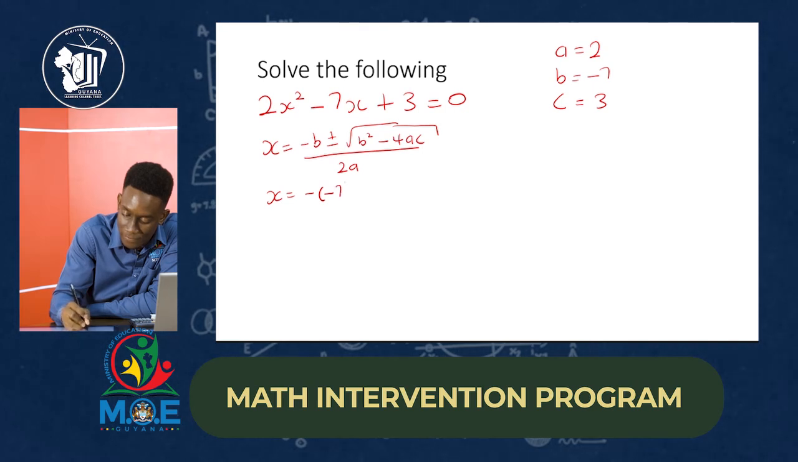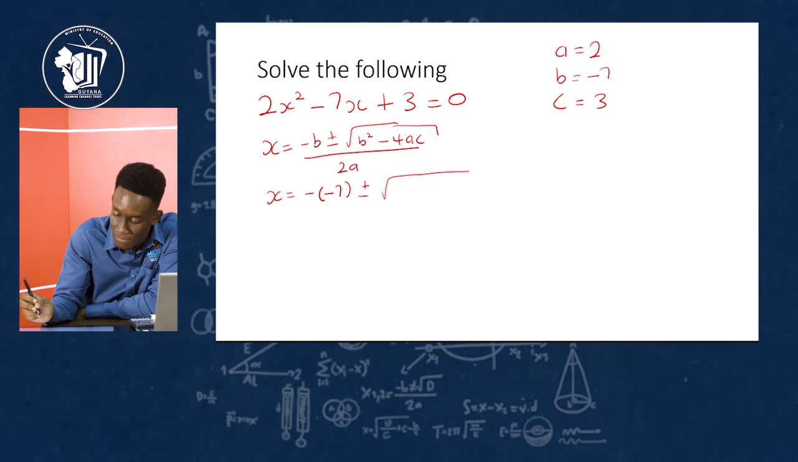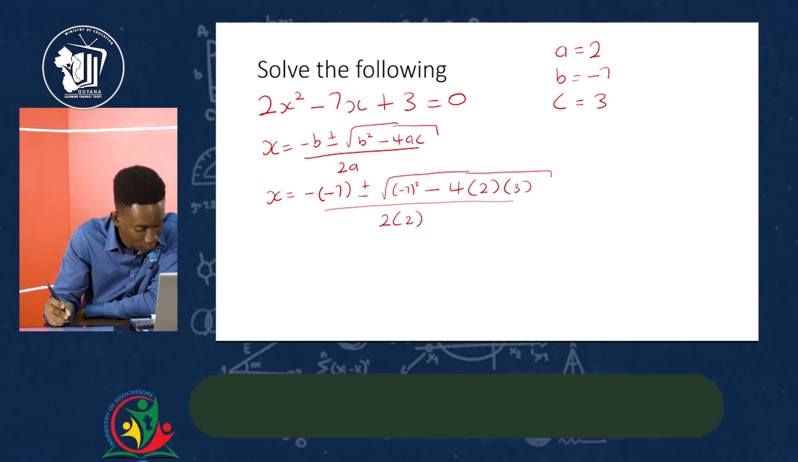Negative 7, plus or minus the square root of b squared, which would be negative 7 squared, minus 4 multiplied by a, which is 2, multiplied by c, which is 3, all divided by 2 multiplied by a, which is 2.